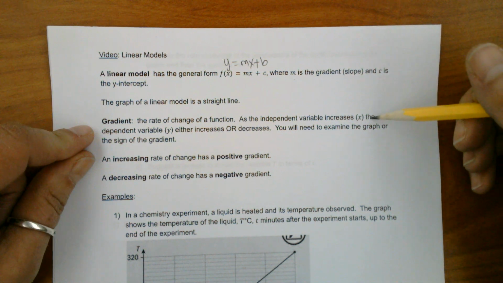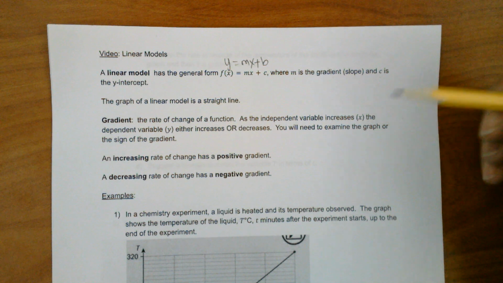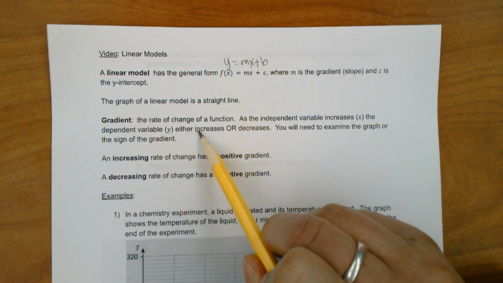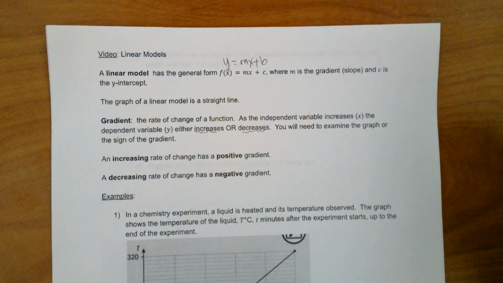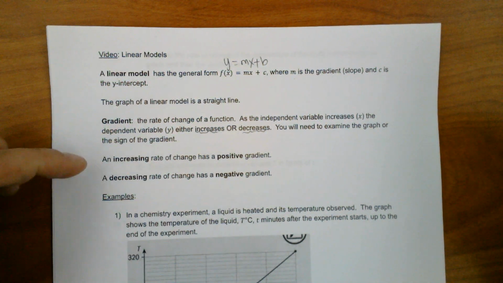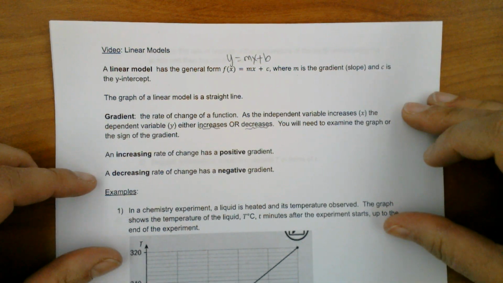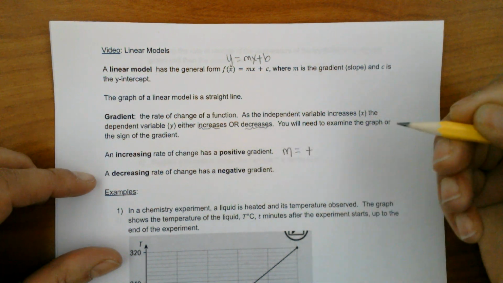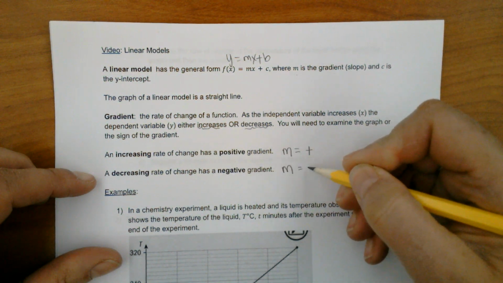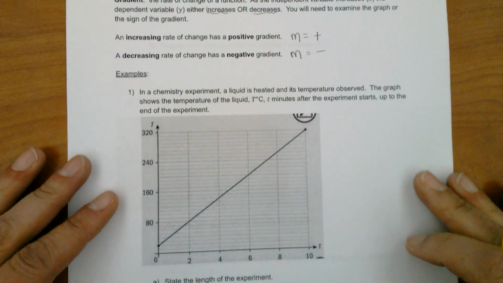This means as the independent variable, which is the x, increases, the dependent, which is the y, is either going to increase or decrease. And we're going to see that in an example in a minute. You will need to examine the graph or the sign of the gradient. An increasing rate of change has a positive gradient, and a decreasing rate of change has a negative. So here you will see that m is either going to be positive for increasing, or it's going to be negative for decreasing. Okay, let's put this into an example.